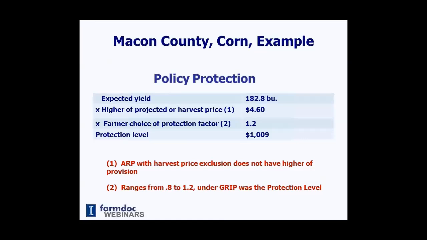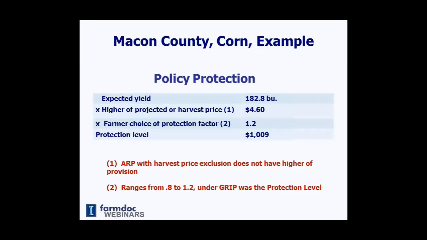The example here, I'm going to give an example for Macon County. Each county has an expected yield. 182.8 is the expected yield. Guarantee for ARP will be the higher of the projected or harvest price. 460 here is our projected price. Coverage level of 90%. We get a $757 guarantee. Again, that's based on county revenue. So county yield times the harvest price, and when that's below that guarantee, a payment will happen.